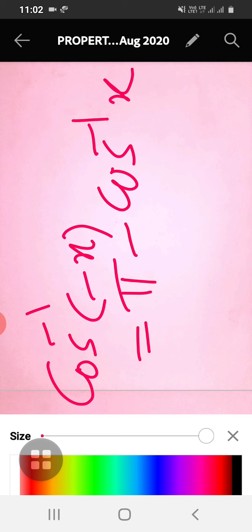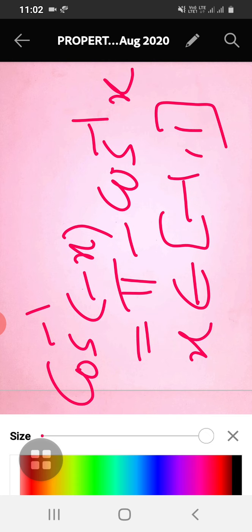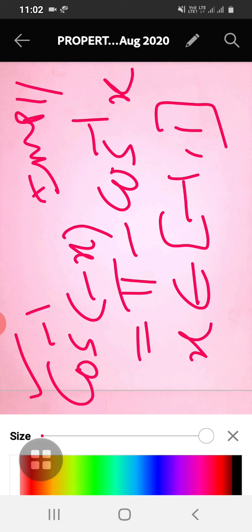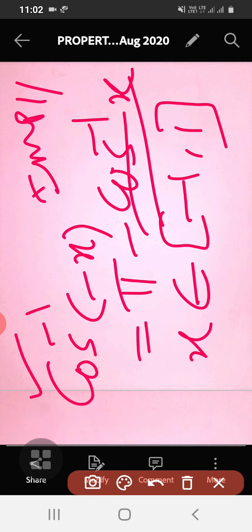This is another important result: pi minus cos inverse x. Of course here x belongs to minus 1 comma 1. So this is the second property, cos inverse of minus x. I hope it is clear. This is another important property. You have to remember this: cos inverse of minus x is equal to pi minus cos inverse x. Okay, let us go for the next property.